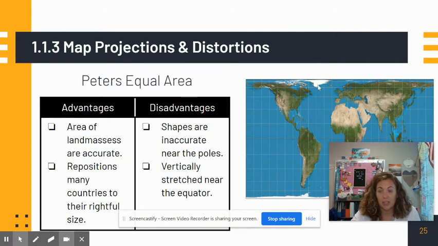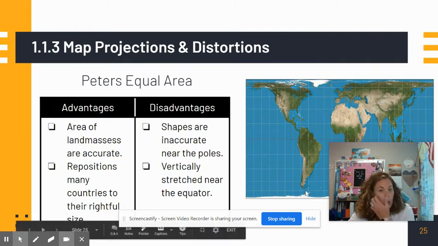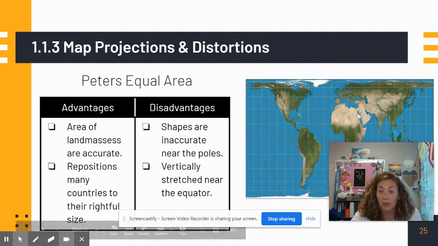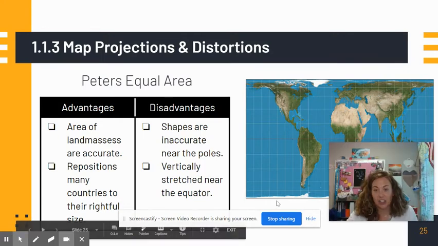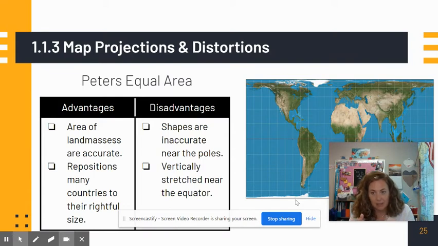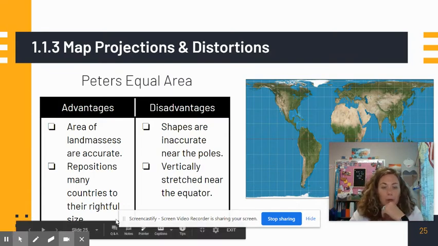So again, you do get this kind of weird squished north and southern poles here. So advantages here: areas of land masses are accurate. So this shows you more accurate size in relation to Mercator. And so again, you can see that Antarctica is not this humongous white thing at the bottom of the map, but in fact, it's not as big. It repositions many countries to their rightful size.